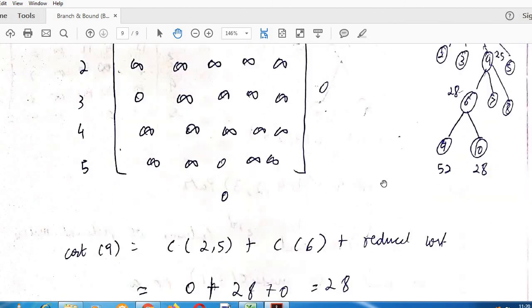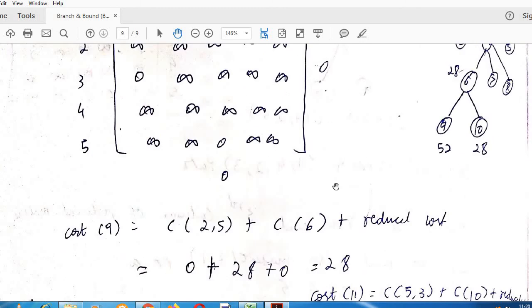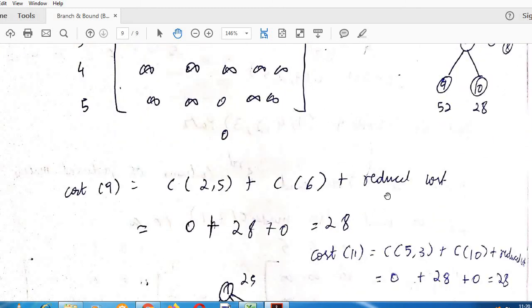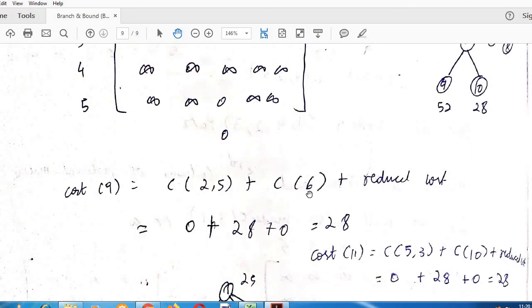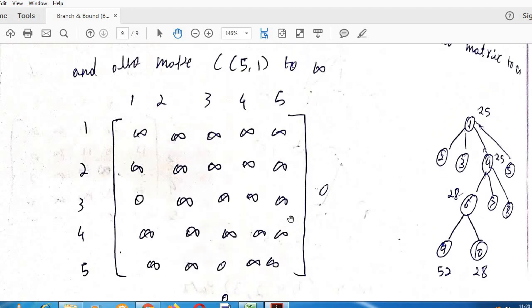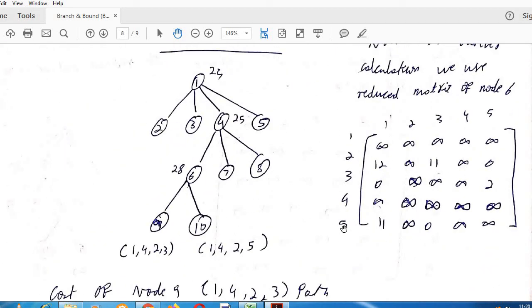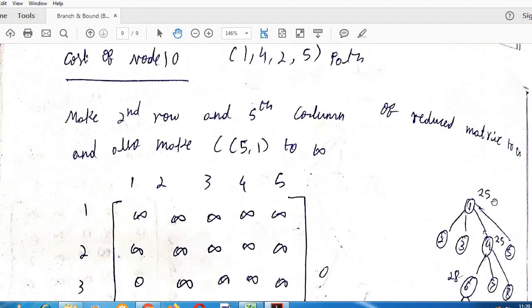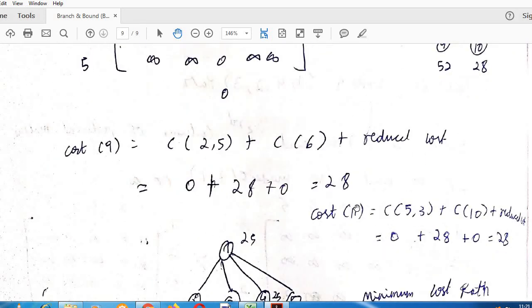Then I will apply the formula. I will find the cost for reaching from node 2 to 5: C of 2 comma 5 plus cost of 6 plus reduced cost. The reduced cost will be 0, since the total of the minimum values is 0 plus 0, which is 0. Then the cost of 6 is 28, and the cost of 2 comma 5 in the reduced matrix of node 6 is 0. So the cost of reaching node 9 is 28.